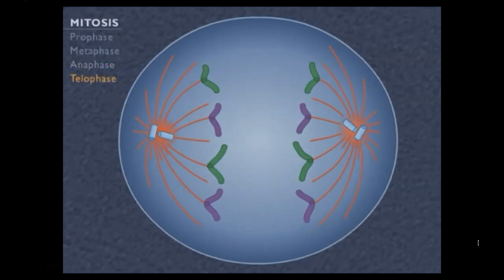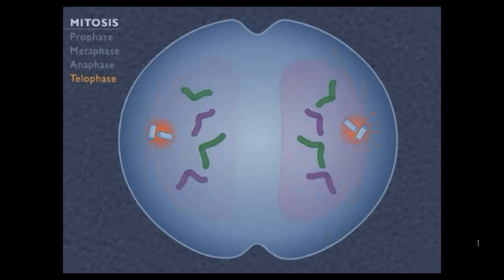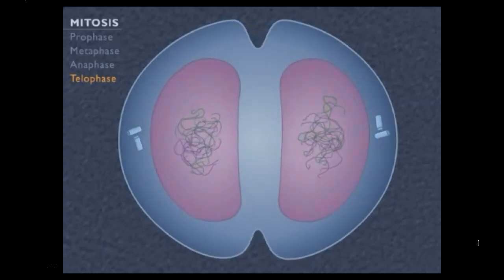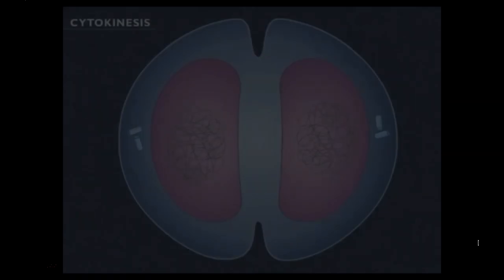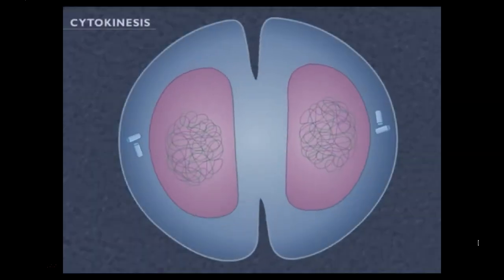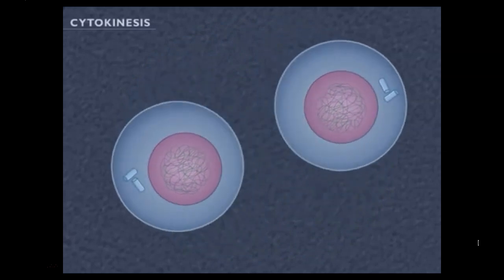In telophase, the two groups of chromosomes reach the opposite ends of the cell. As a new nuclear envelope starts to form around each group, the chromosomes uncoil and the spindle disappears. The division of the cytoplasm and organelles is called cytokinesis, or the C phase. The result of mitosis and cytokinesis is the formation of two genetically identical cells.